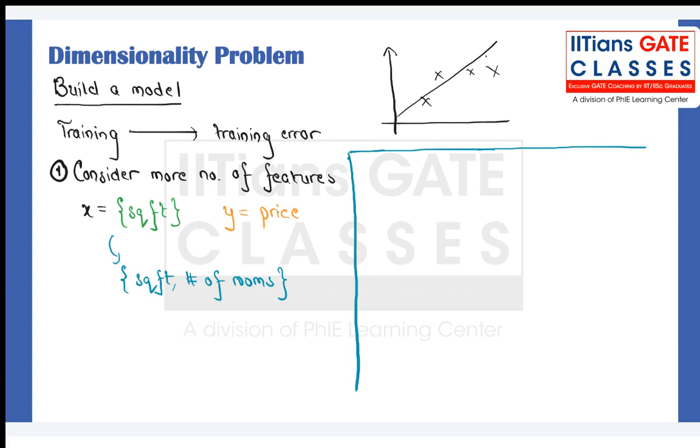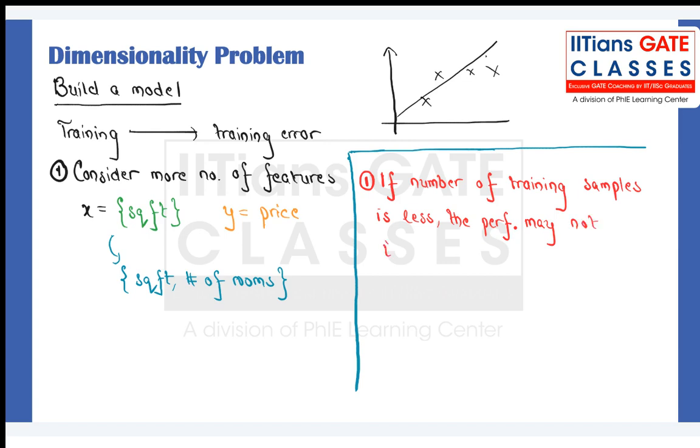Also, there are two issues if you consider a bigger data set, in the sense of more features. If your number of training samples, which means the number of data points, is less, then the performance of the model may not increase, and this problem is called the curse of dimensionality.